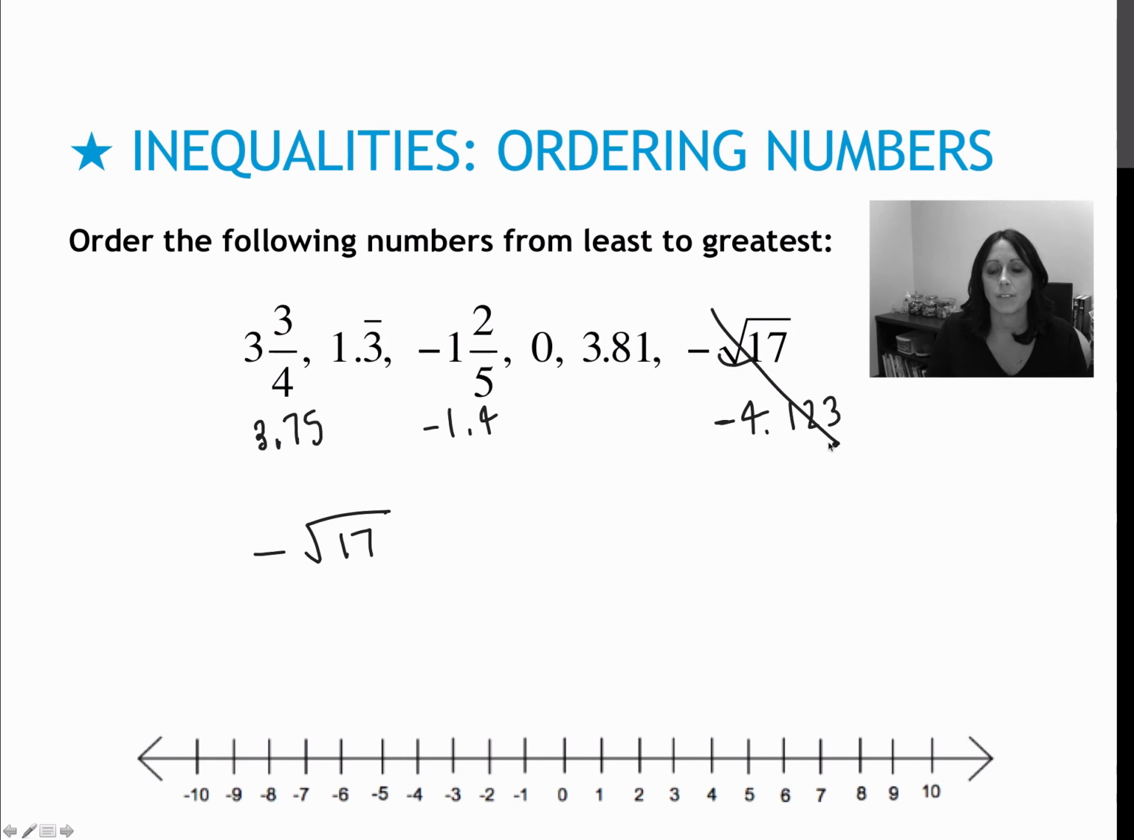Okay, and I'm going to cross it off because I've used it. And then negative 1 2/5 is my only other negative. So I know those are going to go first because they're the negatives. And then 0 is going to come next because everything else is positive. Now looking at my positive values, I've got 1.3 repeating. And then I've got 3.75 and 3.81. So 3.75 will come first, 3 3/4. And then 3.81 goes very last.